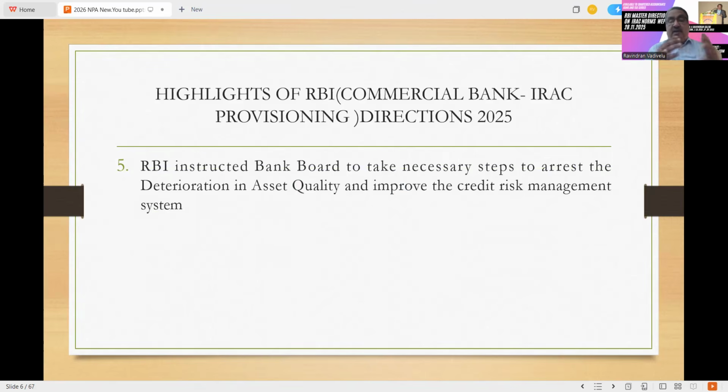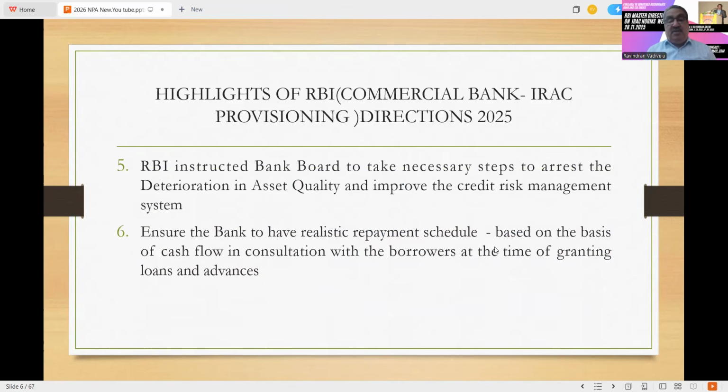After giving the loan, if the property value has come down, then it is a loss to the bank. So RBI has given a specific direction that there should not be any deterioration in asset quality, and it has to improve the credit risk management system.